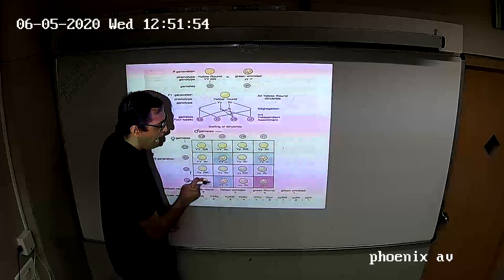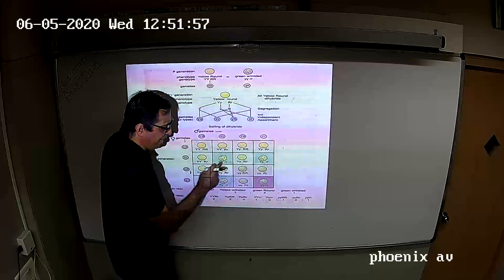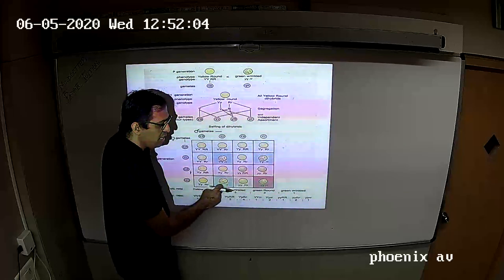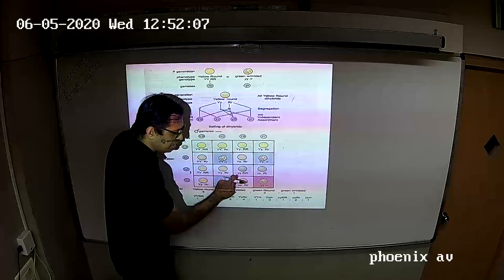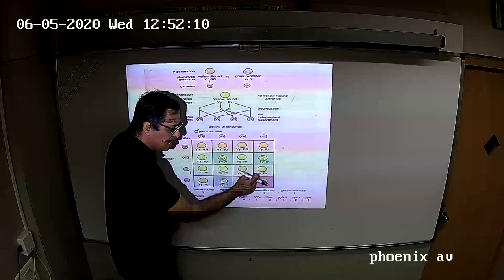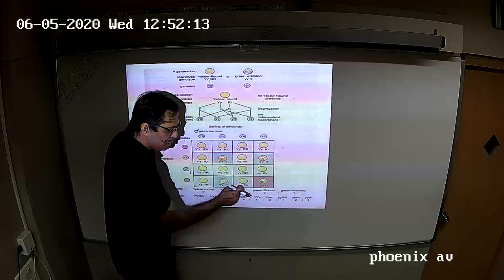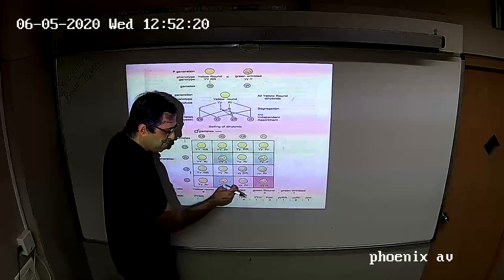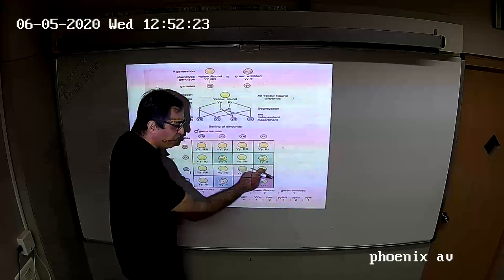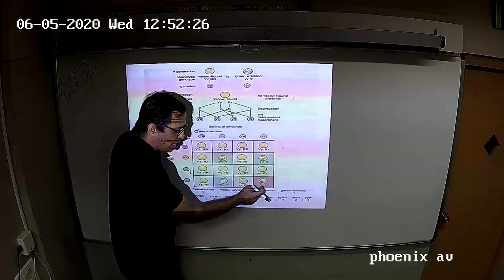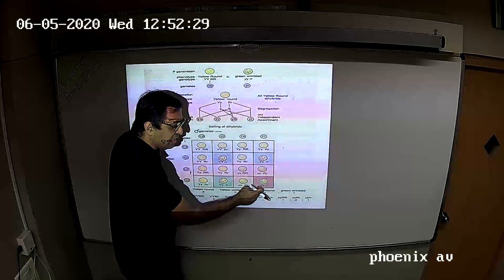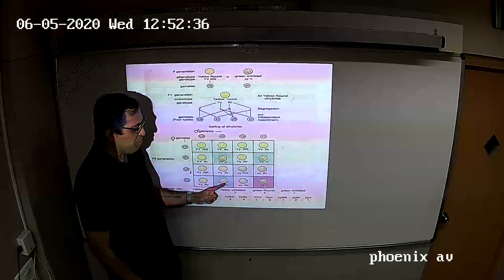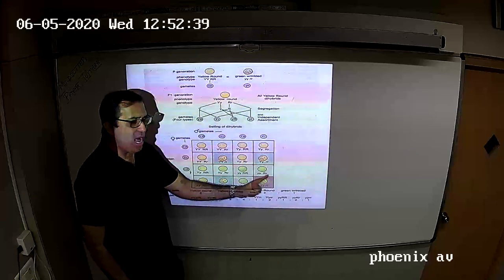So these are yellow and round. 3 plants are having capital Y, but small r. So these 3 are yellow and wrinkled. 3 plants are small y, capital R. So 3 plants are having capital R, which means they are round, but small y in all of them, which means these are green and round. And one plant is small y, small r, that means this is green and wrinkled. So you've got 9 yellow and round, 3 yellow and wrinkled, 3 green and round, 1 green and wrinkled.